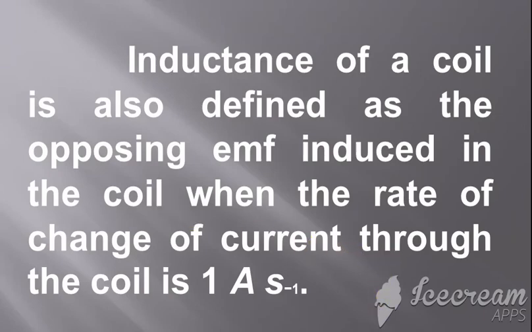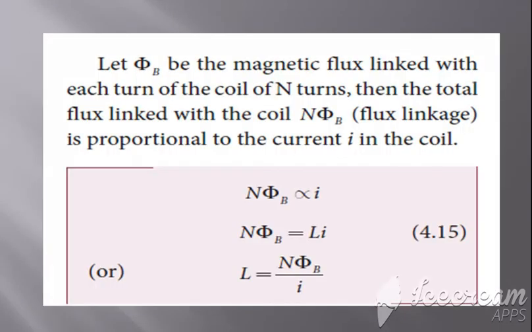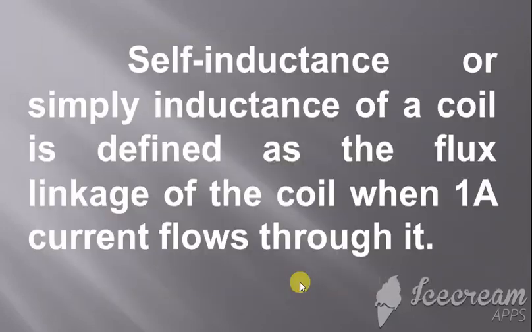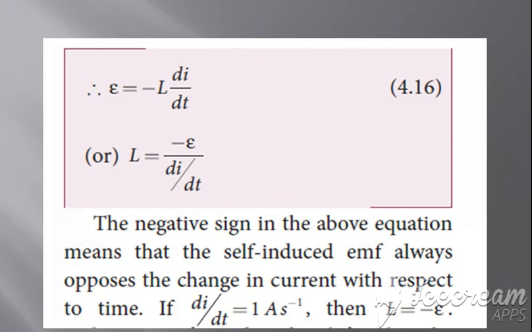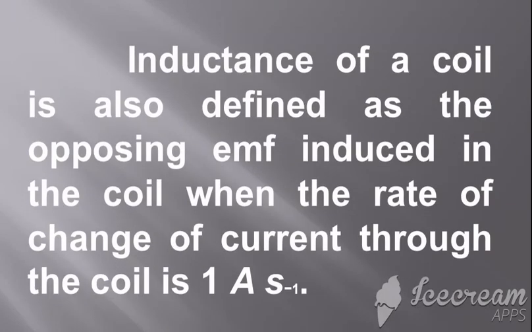The first definition is L is equal to N phi. So what is N phi? Flux linkage when current is unity. So this is the first one. Then the second one, in terms of E: L is equal to minus E, when di by dt is equal to 1 ampere per second. Okay, so clear. So this is about the inductance, that is, the self inductance.